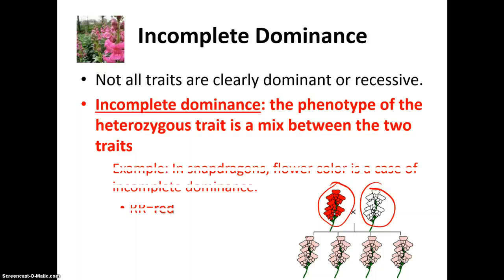An example in snapdragons is flowers colored in the case of incomplete dominance: red, white, and the heterozygous is pink.